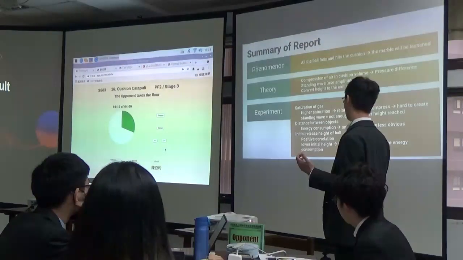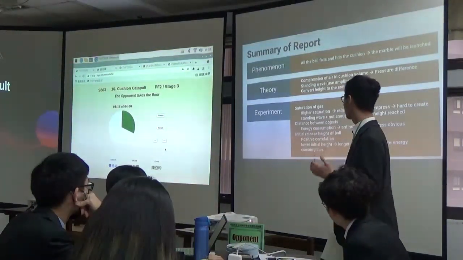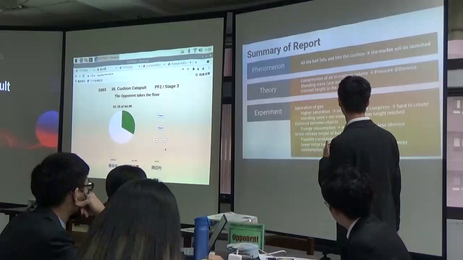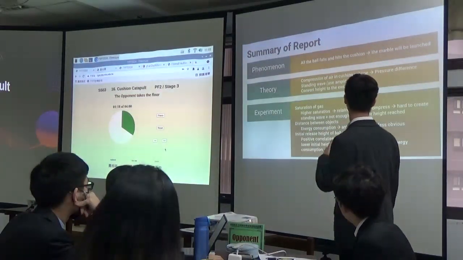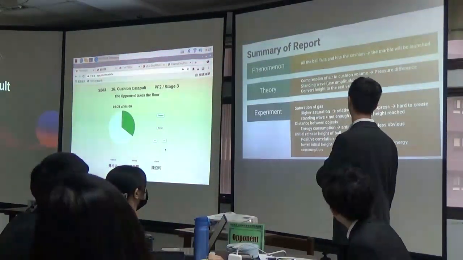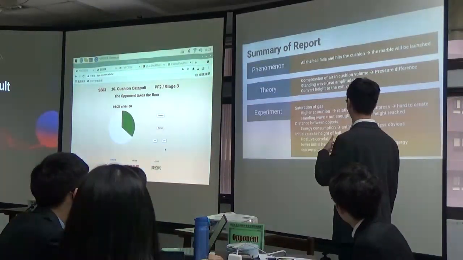For the experiment part, first they considered the saturation of gas, where higher saturation is relatively hard to compress, therefore hard to create a standing wave, and not enough air causes a lower height reached.